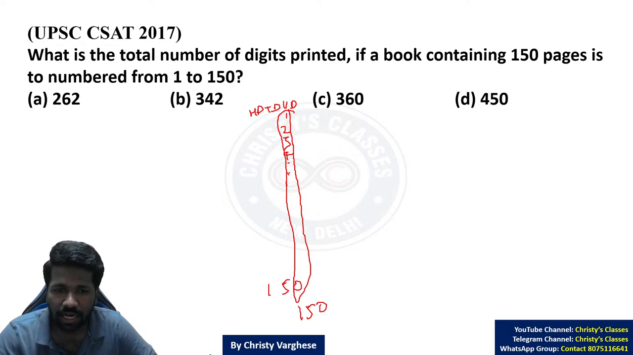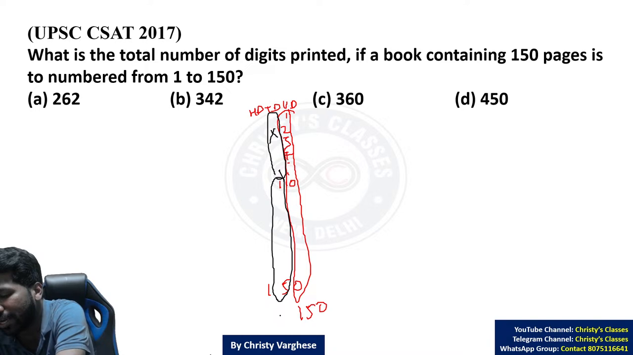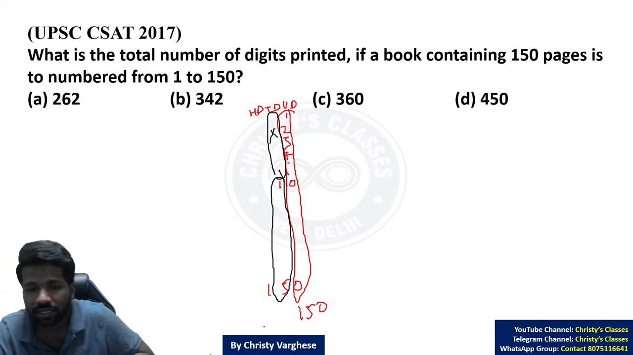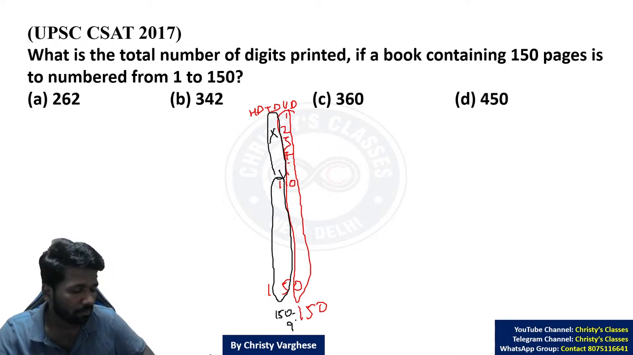And tens digit starts only from 10, that is 10 onwards. That is, for the first 9 numbers, tens digit is absent. No tens digit. Tens digit starts only from 10 up to 150. That means if you count all the tens digits, it will be 150 minus 9. Why 150 minus 9? The first 9 numbers do not have a tens digit. So 150 minus 9.